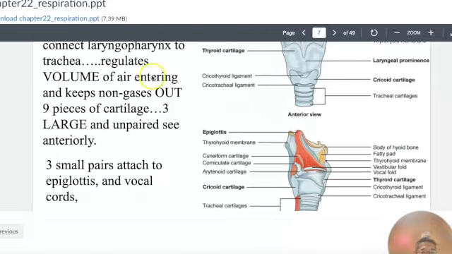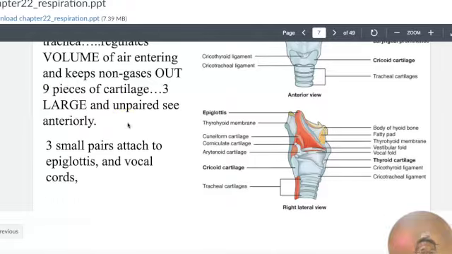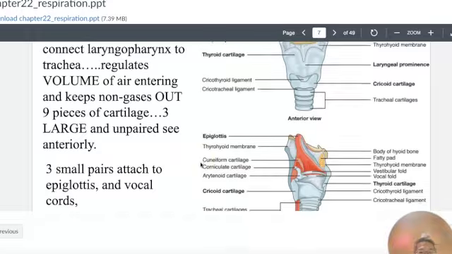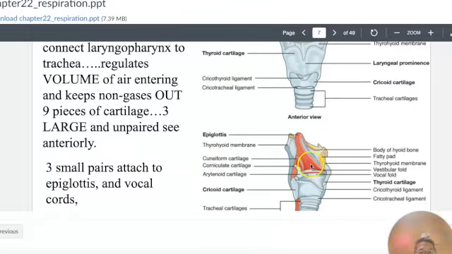Okay, so in the lab, we will see these guys: the cuneiform cartilage, the corniculate, and the arytenoid cartilage right here. Three pairs of small ones. Those are the ones. And the large ones are the epiglottis, the thyroid cartilage, and the cricoid cartilage.